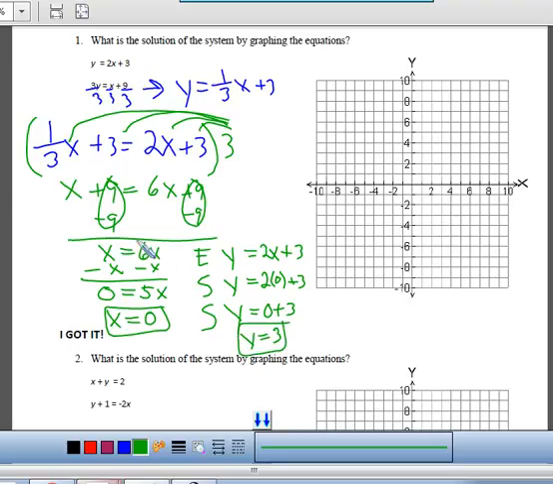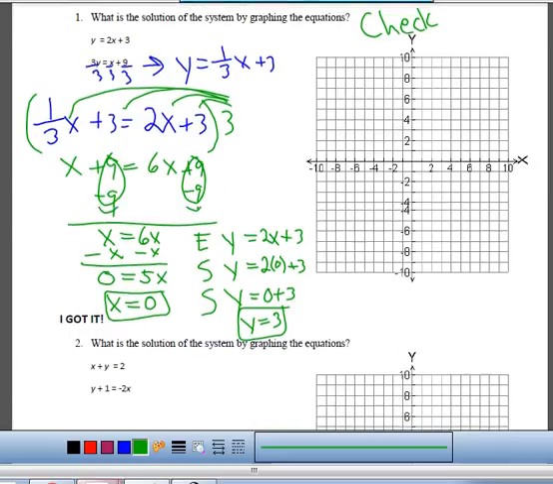Now, here's what I want you to do. I want you to do the check on the graph. You've got these two equations in y equals mx plus b form. See if you can graph them using the slope and y-intercept instead of making a table. Alright? Then at the bottom, you've got question 2.